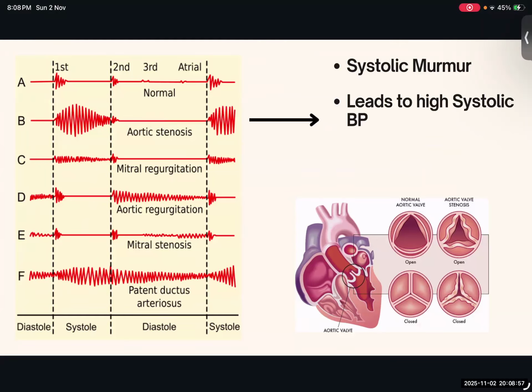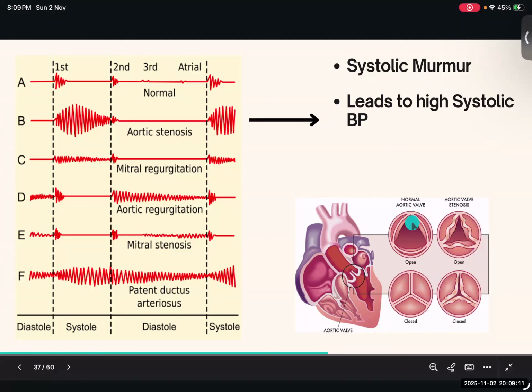systolic blood pressure. So why do we hear the sound anyways? You can see here in this image, in aortic valve stenosis or calcification or rigidity of the aortic valve, the valve doesn't open all the way, and it's not really well structured.